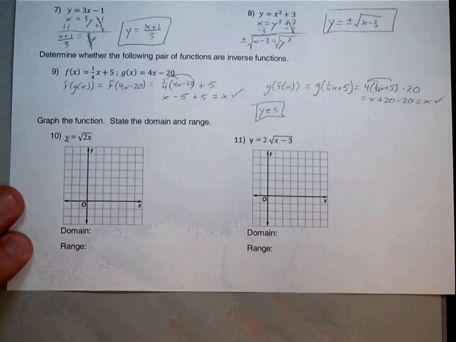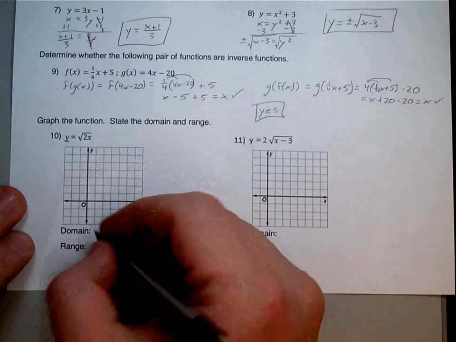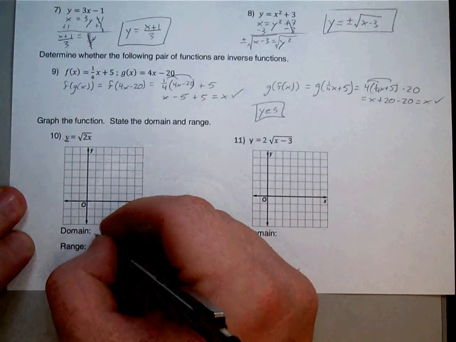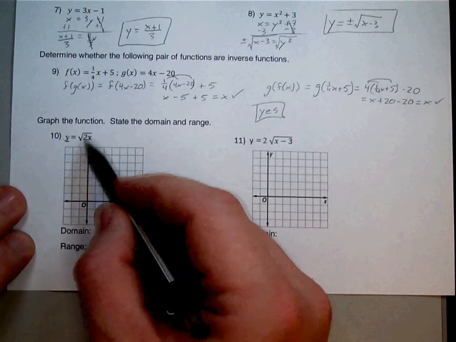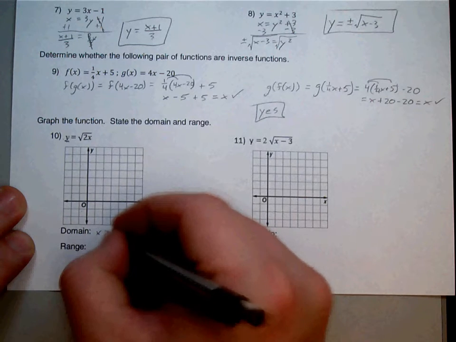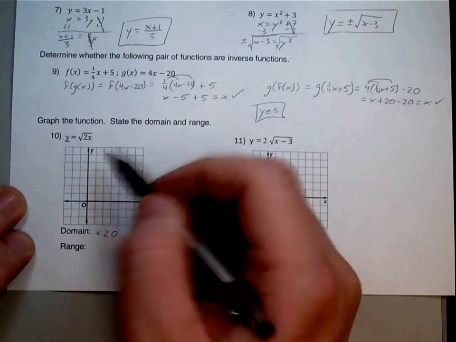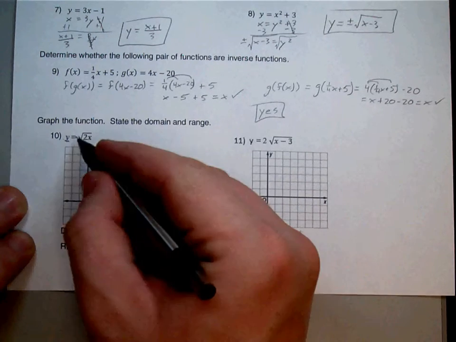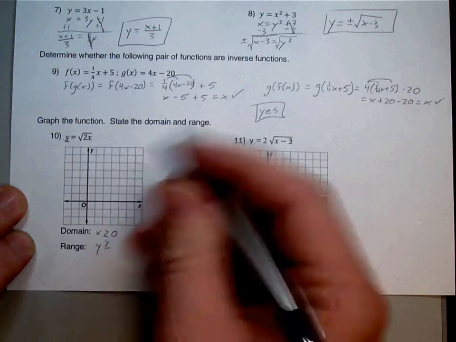Number 10, domain. Let's see, we've got the square root of 2x. The smallest thing we can plug in is 0. If you plug in 0, you get that. We don't have an h in there. So x has to be greater than or equal to 0. For the range, there's no k, there's no shift up and down. It is positive in front of it, so y is greater than or equal to the k, which is 0.